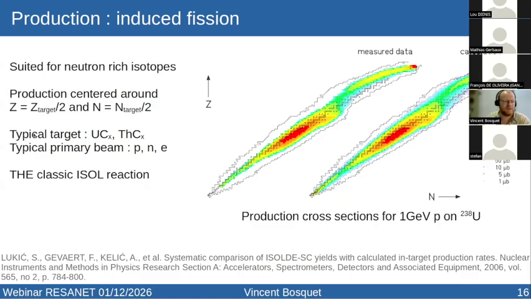You would have a typical target that would be made of uranium carbide or thorium carbide, and the typical primary beam would be proton, neutron, or electron in some cases. This is the classic ISOL reaction. It has the advantages of producing neutron-rich isotopes and producing quite a lot of them. And on this graph, you can see the nuclear production cross-section for a beam of 1 GeV protons sent onto a uranium-238 target.